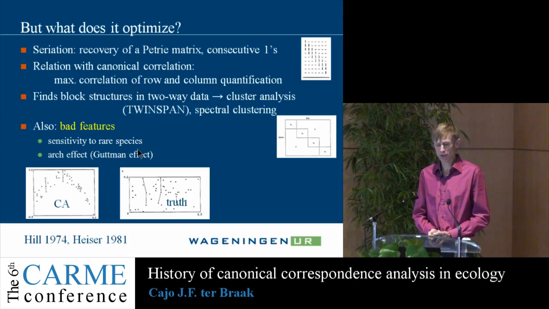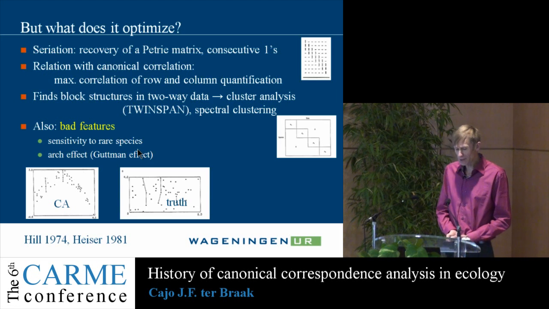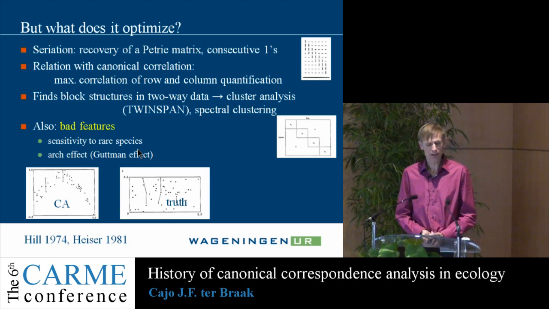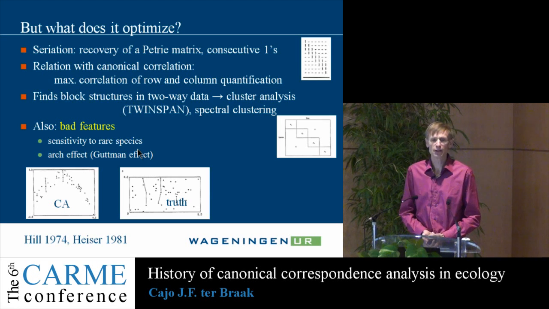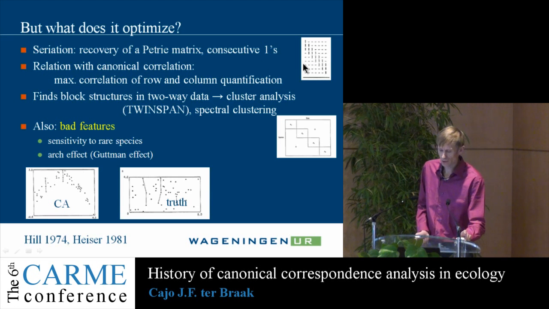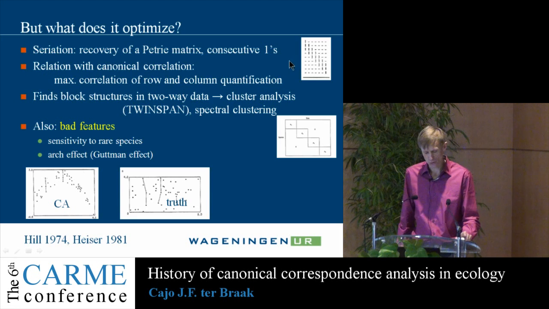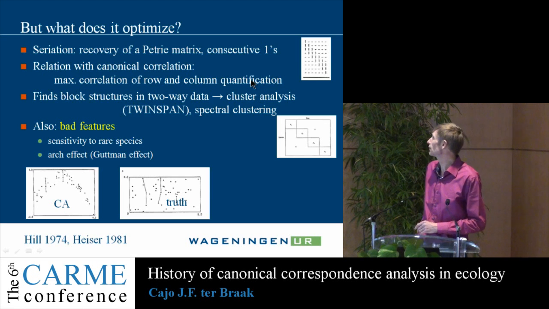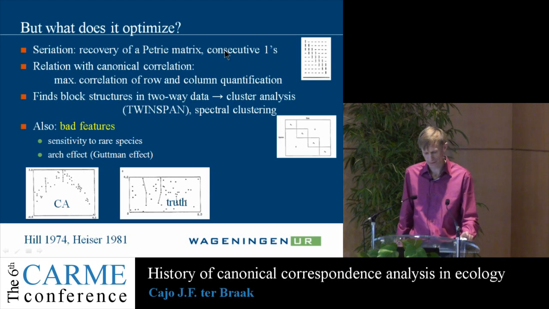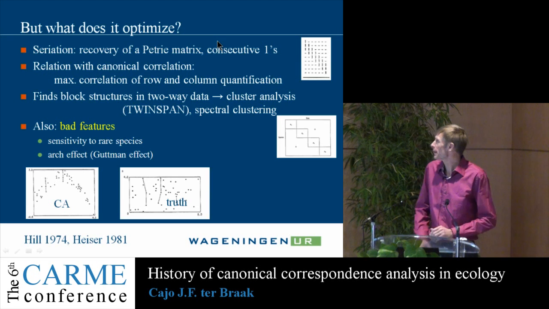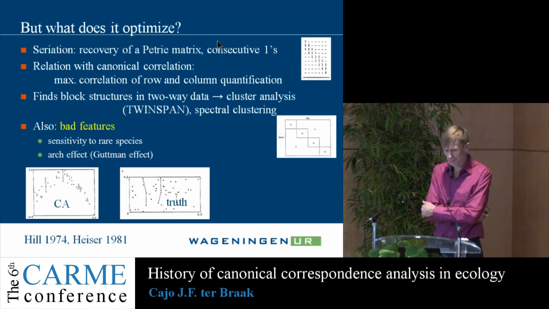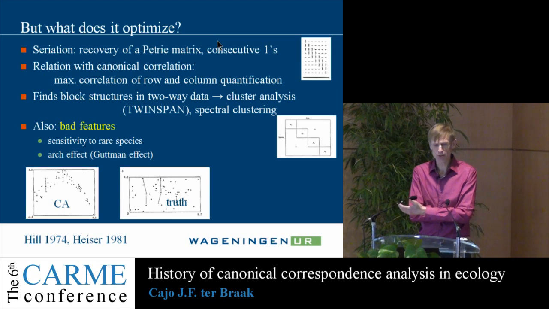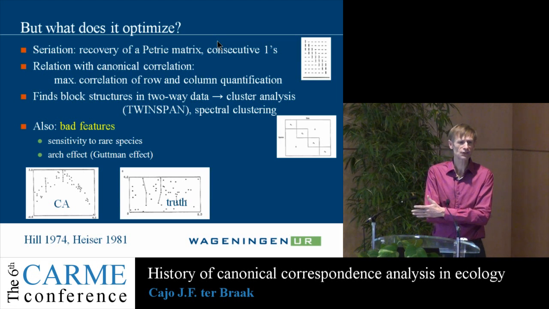But what does it optimize? What did we know at that particular time? We knew that correspondence analysis can do very well in seriation. It can recover a disordered Petrie matrix, and I show here the ordered form, namely that we have consecutive ones in every row. Look at Heiser '81, for example, and the full matrix was, of course, much earlier. I think by Kendall it was proved that it could do this. Then we have things like the relation with canonical correlation. You know all of that, but I never understood the importance of this particular optimization for ecological purposes.